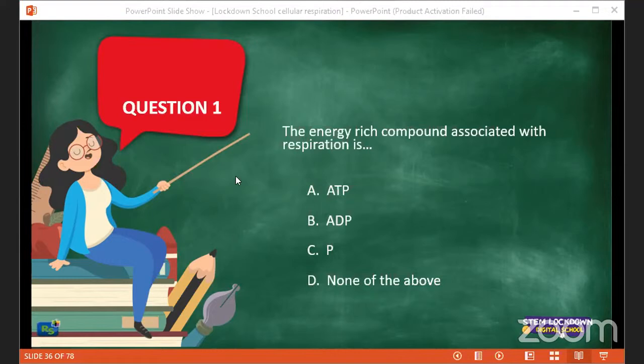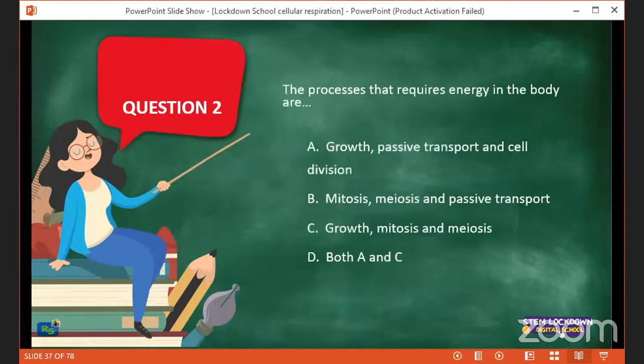Right. Okay, so the answer is A, which is ATP. Cool. Let us look at the second question. The processes that require energy in the body are: A, the processes that require transport and cell division. B, mitosis, meiosis, and passive transport. C, growth, mitosis, and meiosis, or D, both A and C.